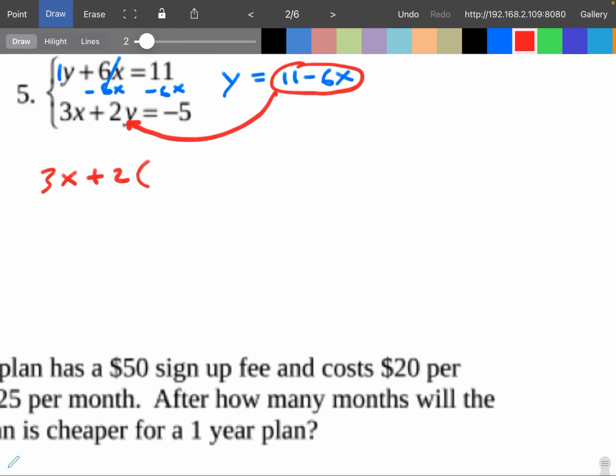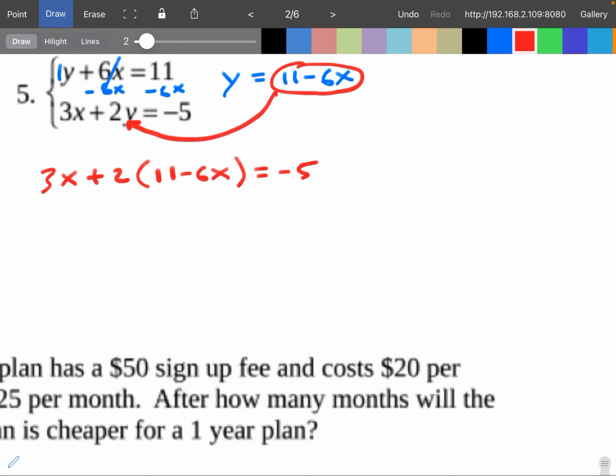The second step is you substitute that result into the other equation. So don't put it back in the same equation, all right? You've got to put it in the other one. So you're going to substitute this, 11 minus 6x, which is the same thing as y, right? You're going to substitute that in for y in the second equation.